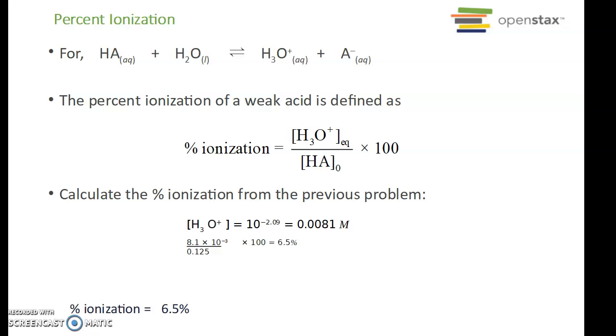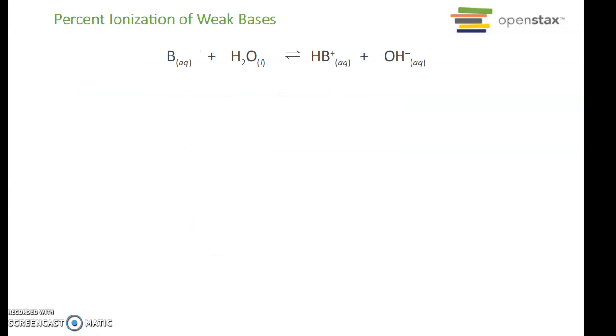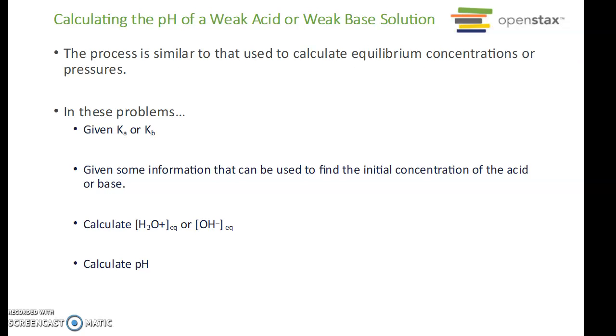You then calculate the ionization percent from the previous problem, where the pH value is given as 10 to the minus 2.09. That means the hydronium concentration is 0.0081 molar. So from that number divided by the 0.125, you find that it is 6.5% ionization. You can do the same exact type of thing with the percent ionization for weak bases. I'm not going to go into that now.